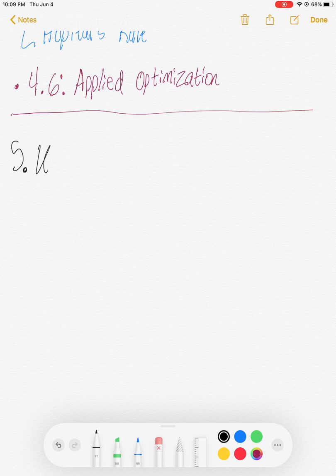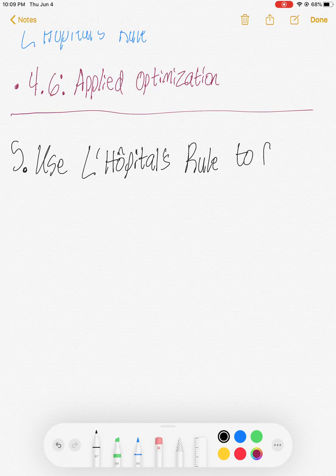I think we're going to hopefully get through 5 problems today. The first couple won't take as long as the last couple of videos. Those have been taking quite a while. However, the last couple of problems, these applied optimization problems, I'm sure will take some time. So, we're going to start with a few L'Hopital's problems. And first, we are going to use L'Hopital's rule to find the following limit.